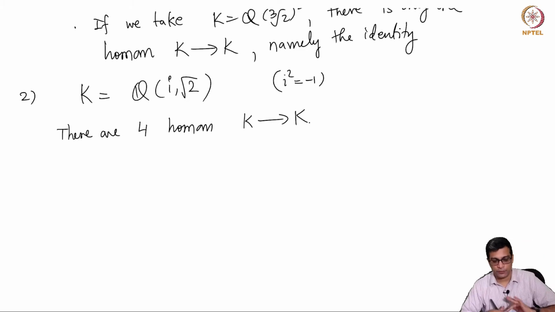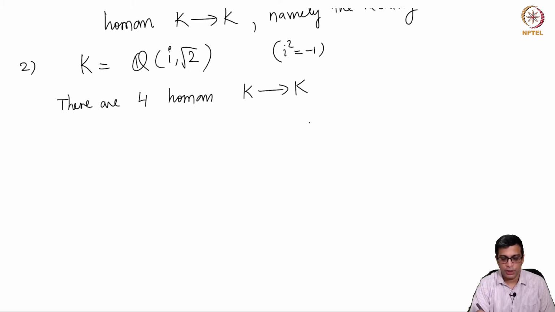There are 4 homomorphisms. What are they? Remember, because I recalled this earlier, I won't say this again. The image of i has to be either i or minus i, because those are the only roots of the irreducible polynomial of i, which is x squared plus 1. Similarly, the image of root 2 has to be either root 2 or minus root 2, because those are the only roots of x squared minus 2. So there are 4 homomorphisms, basically by taking all the possible images.